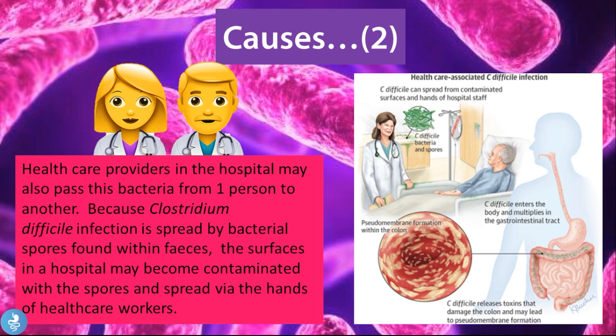Or if we look into the rural areas, it could be fecal waste getting into a water supply or contaminating fruits and vegetables or gardens. And this is all ways in which this bacteria can actually spread. Once the C. diff bacteria enters the body, it multiplies in the gastrointestinal tract and it causes the release of toxins that damage the colon and may lead to the pseudomembranous formation within the colon.